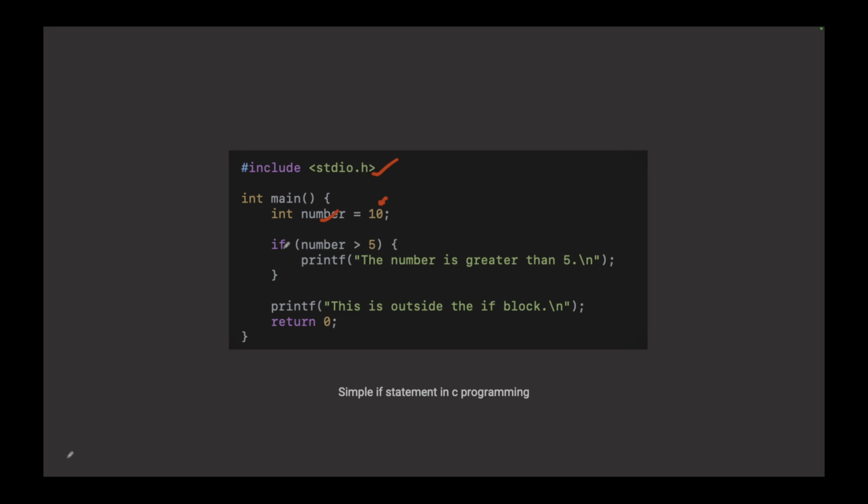If number is greater than 5. Now here this is a statement. If 10 is greater than 5, by our perspective, it is true. So the statement printf the number is greater than 5 will be printed in our console. If that is not true, that is if the condition is false, then the statement outside the block will be printed. So this is quite a simple statement in C programming. I think you got this.